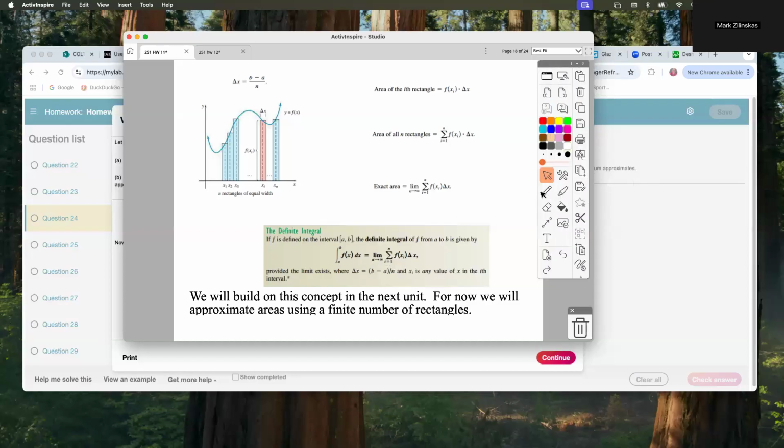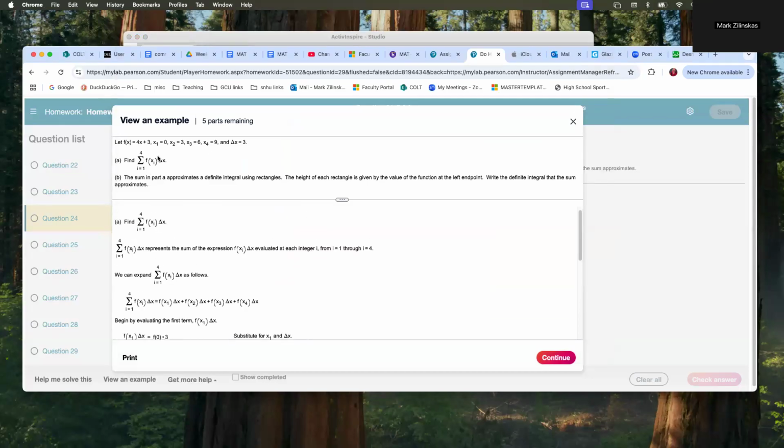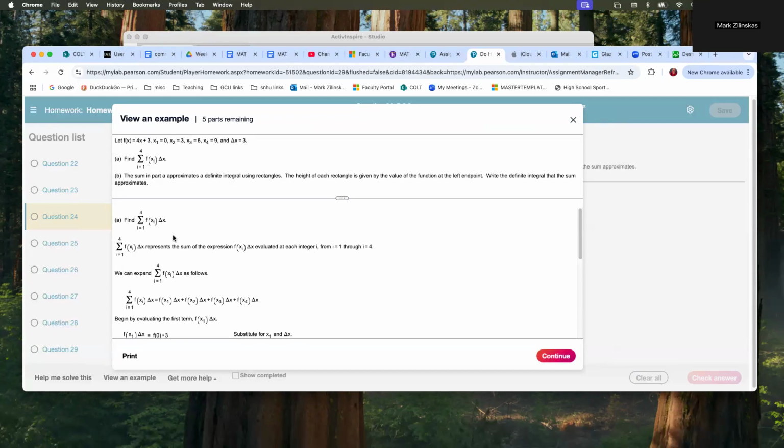I just wanted to show you the type of problems you may get here. They are pretty simple, and I just use this view as an example, but they may give you a function like this pretty simple one, a line 4x plus 3, and then they're going to give you the subinterval. So the delta x is 3, right? If I go from 0 to 3, 3 to 6, 6 to 9, that's my delta x. So even though I have 4 numbers for endpoints, I still have 3 subintervals, or 3 rectangles I'm adding up here. And all they want you to do is evaluate that. So it's more or less a matter of being organized.